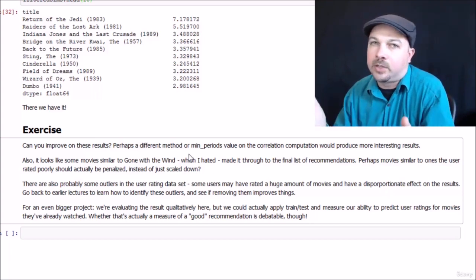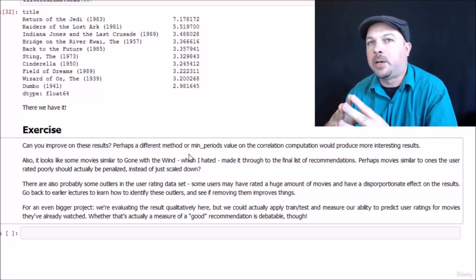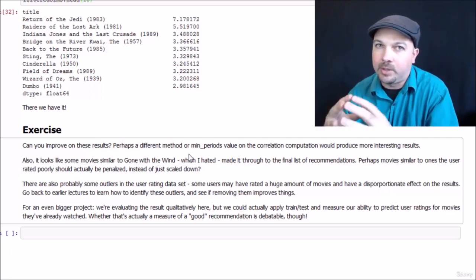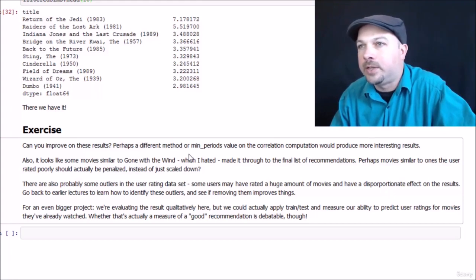There are probably some outliers in our user rating data set. What if I were to throw away people that rated some ridiculous amount of movies? Maybe they're skewing everything. You could actually try to identify those users and throw them out as another idea.